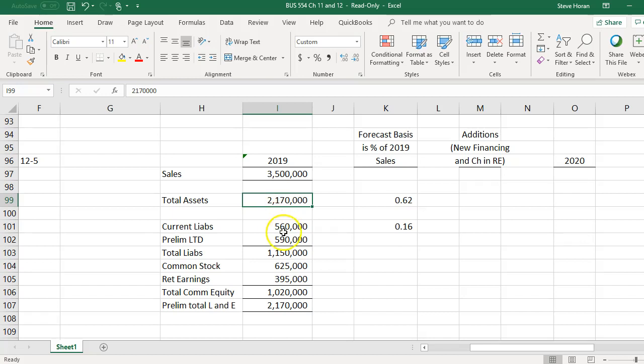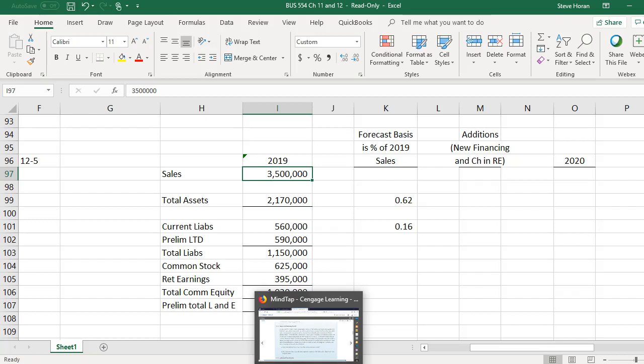They told us the assets, they told us current liabilities, current long-term debt, and these are labeled prelim because that's going to change. Total liabilities, total equity, common stock, retained earnings, and so on. So we have a balanced balance sheet now in 19. And then what they're telling us is that we're going to make some changes in the next year. We're going to increase some things. So one of the things that they mentioned was that sales was going to increase by 35%.